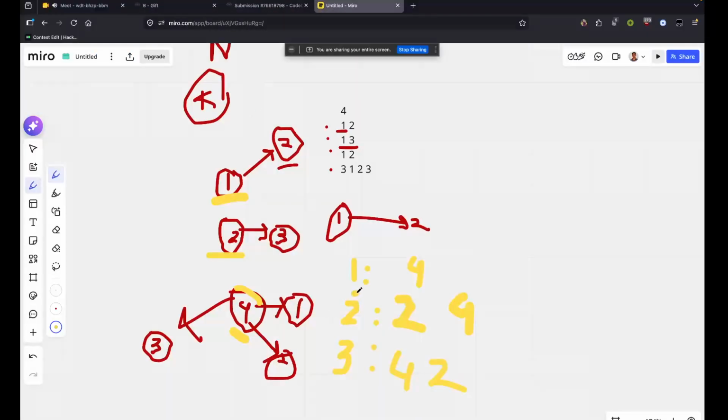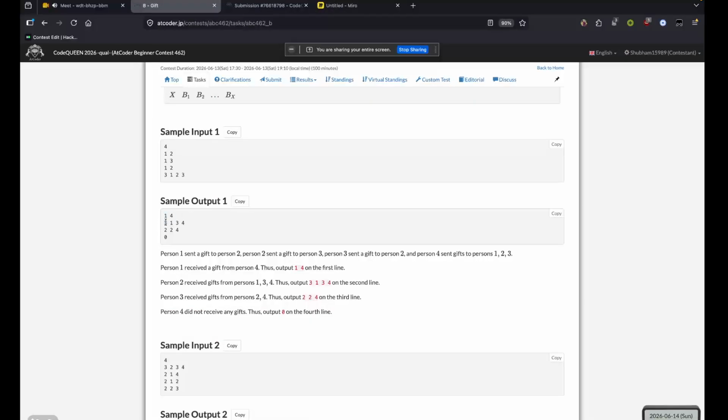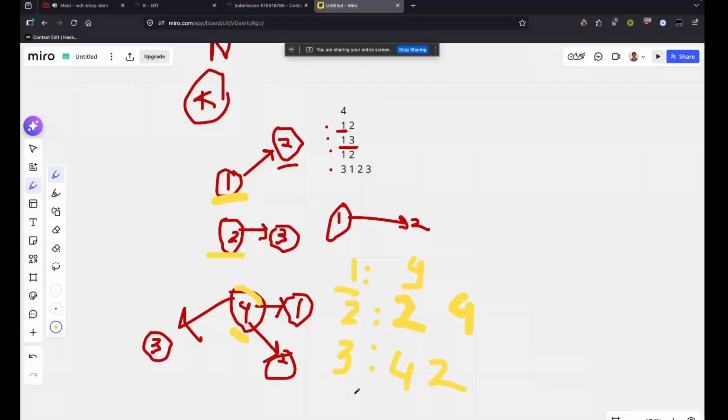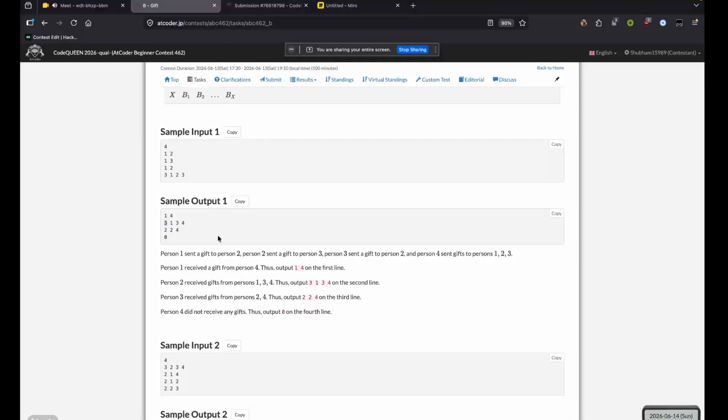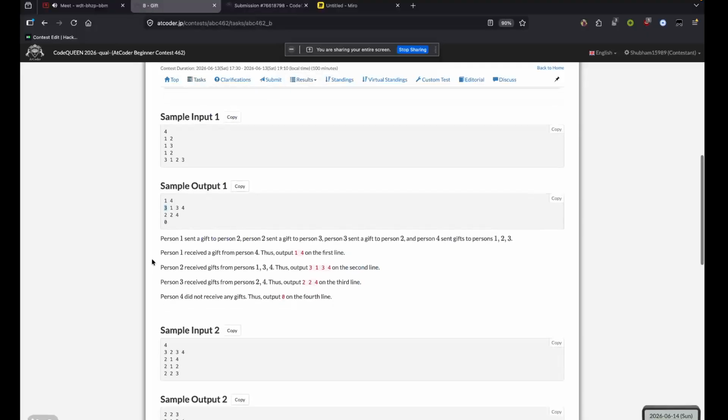Like, person one is getting it from four. This is true. And the second output is person three is getting it from one, three, and four. Like so, person three is getting one, three, and four. But something I'm missing here. So let's again add on this.